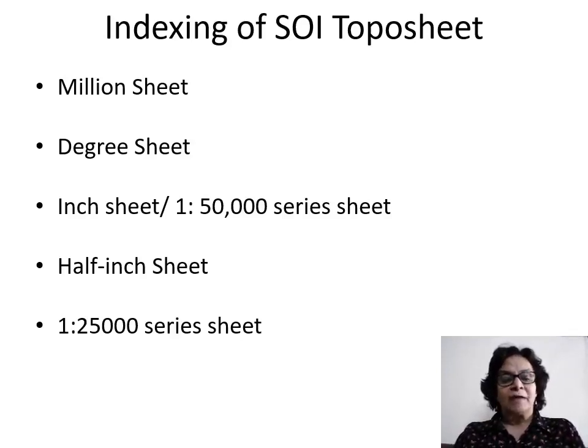So we have 7 maps here. Firstly, the million sheets, then the degree sheet, the inch sheet, which is in the British system, and the same inch sheet in the metric system is called the 1:50,000 series maps. Then we have the half inch sheets, and then lastly the 1:25,000 series sheets.